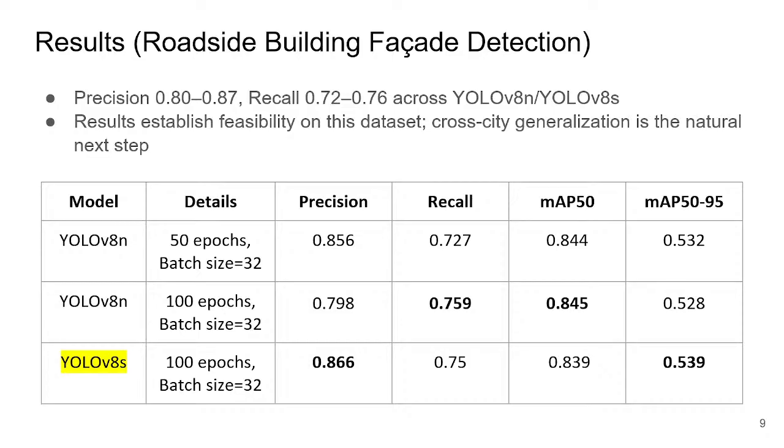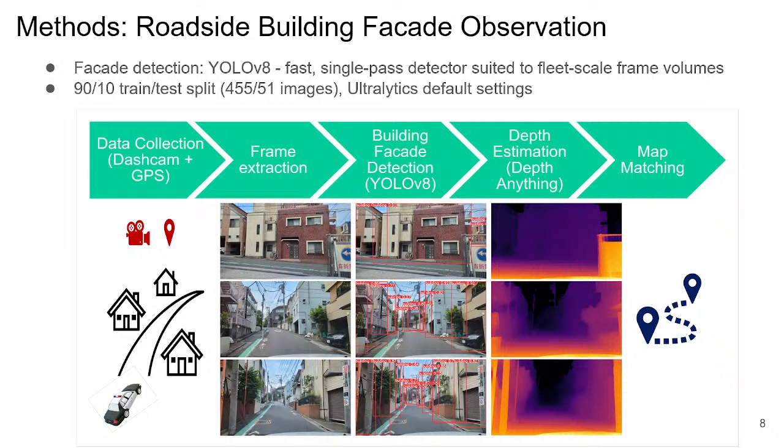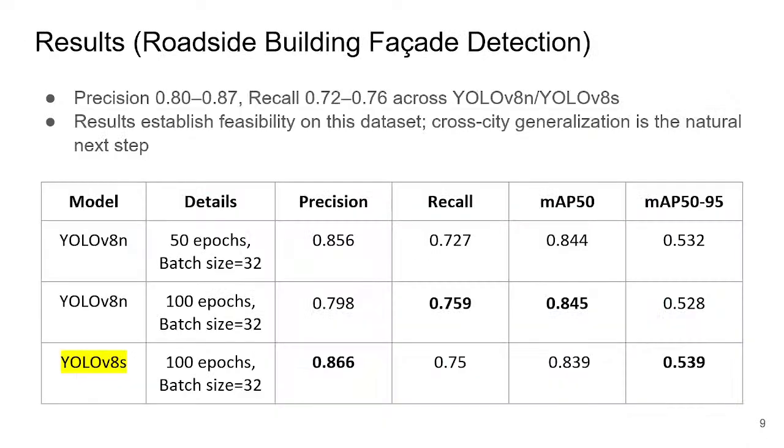Now let us have a look at the results of the building facade detection part, because that is what we are covering as the main part of our approach. The results show satisfactory performance, with a precision of around 80% or more, and recall of around 72%. Since we were just performing some experiments, it is satisfactory at that level because we did not apply any kind of optimization.